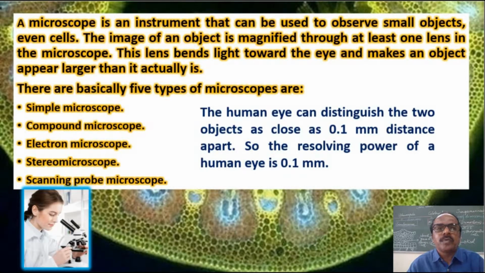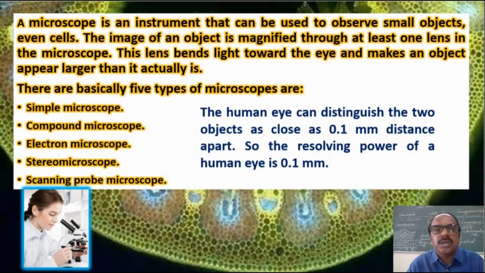Basically, there are 5 types of microscope. In fact, there are many other types also. The simple microscope, compound microscope, electron microscope, stereo microscope, and scanning probe microscope. These are the 5 basic types of microscope. In this class, let us only see the details about the compound microscope and electron microscope.